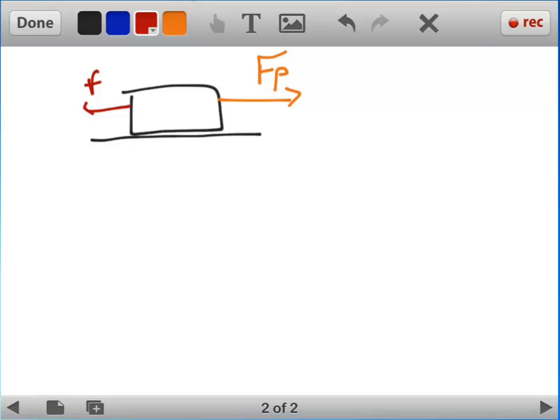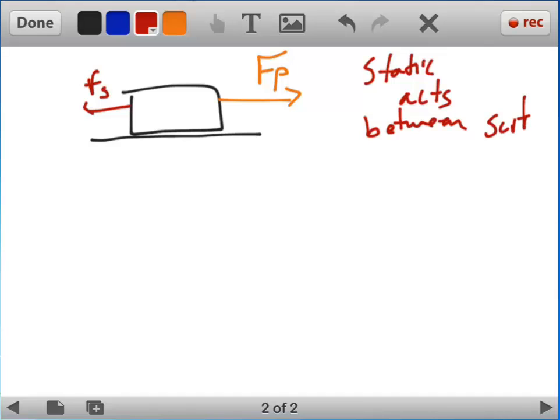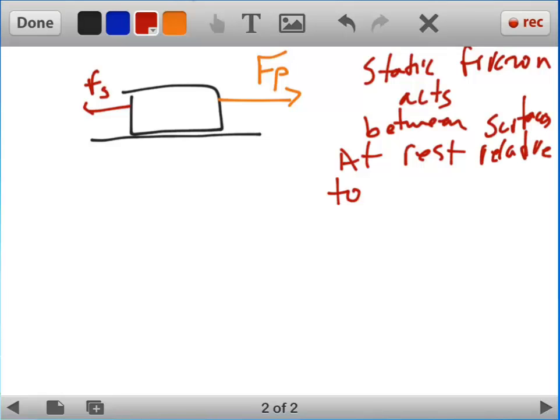And if it's not moving, then this is static friction, right? Static friction acts between objects at rest, surfaces at rest relative to each other. Okay, so if you're trying to start something moving, that's static friction.